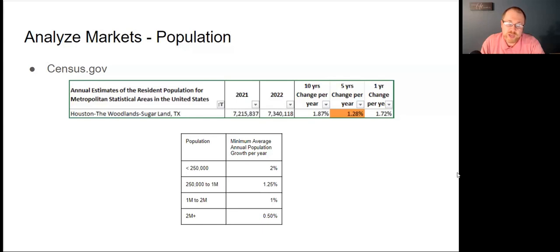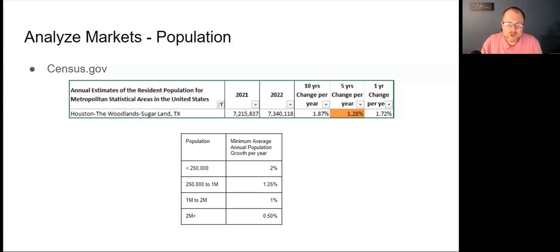So population is pretty simple. You can go on the census.gov website and download the data. Actually, I do have this little screenshot in green here. It's part of a spreadsheet. I downloaded data and consolidated it over at least 12, if not 20 years. I have 12 years.